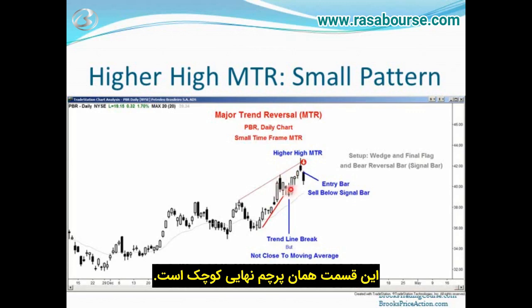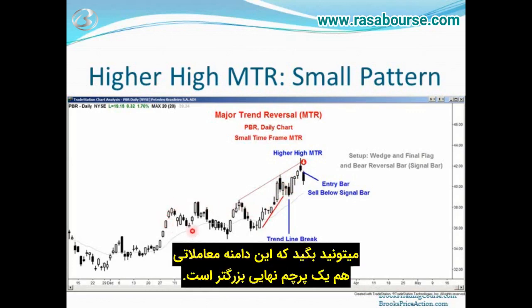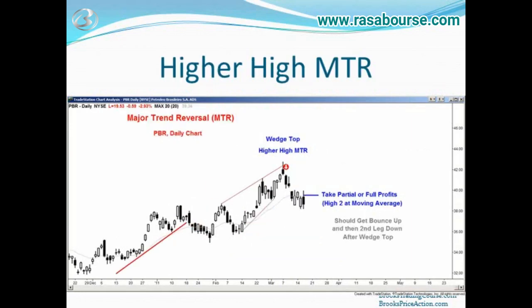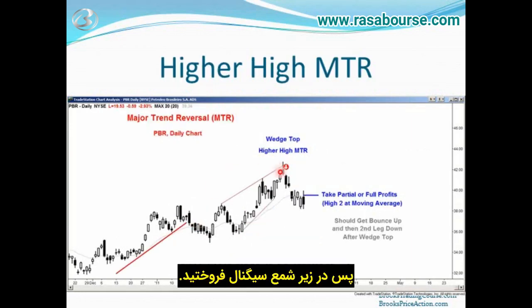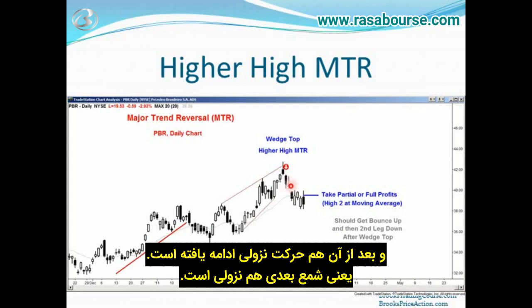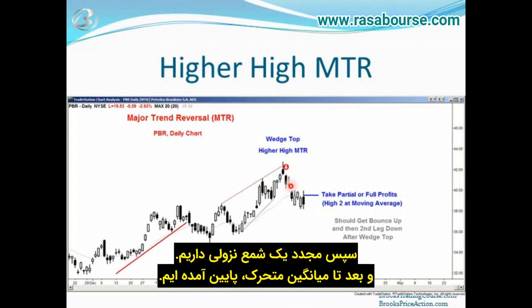And this would be the small final flag. You could argue that this trading range is potentially a larger final flag, and it probably is on a higher time frame chart like a weekly chart. So you sold below the low of the signal bar, and we got a good entry bar, a big bear bar closing near its low, and we have good follow through. We have a bear bar on the next bar, and then we have another bear bar.